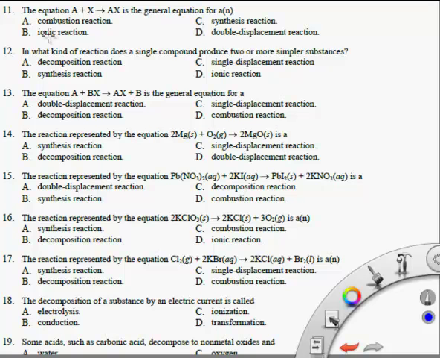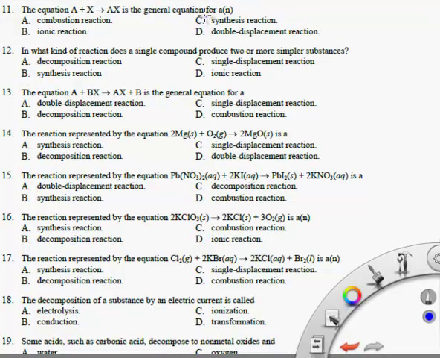All right, next we're going to take a look at number 11. The equation A plus X yields AX is a general equation for our synthesis reaction. We have 2 separate things combining to form 1 complex thing. It's not a combustion reaction. You'd be looking at O2 as a reactant and CO2 as a product. Ionic reaction, that's bogus. Double displacement, incorrect. You have 2 compounds, AX plus BY, that will form two new compounds, BX plus AY.